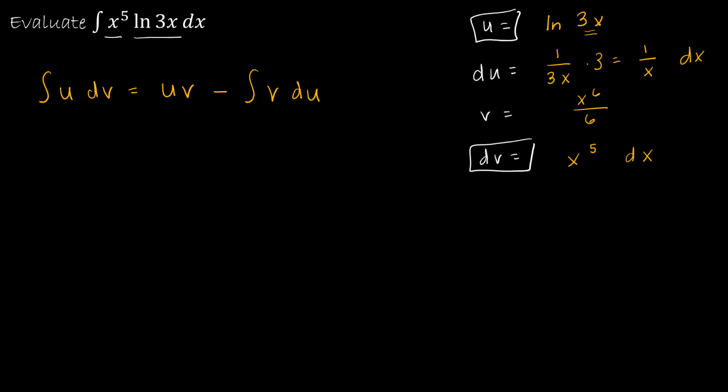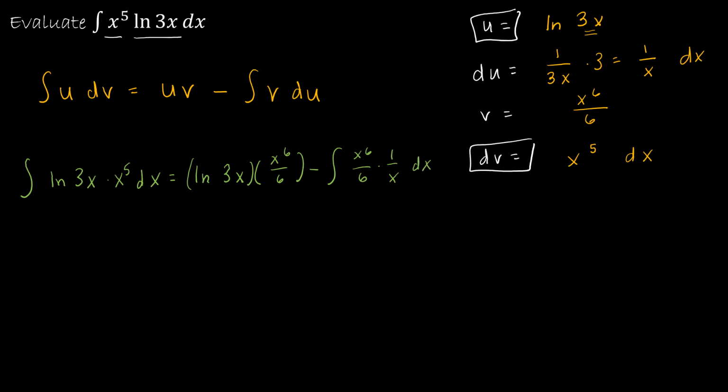So my solution for the integral of u, which is the natural log of 3x, dv, which is x to the 5th dx, is equal to u times v, so the natural log of 3x times v, which is x to the 6th over 6, minus the integral of x to the 6th over 6 times 1 over x dx, v du.